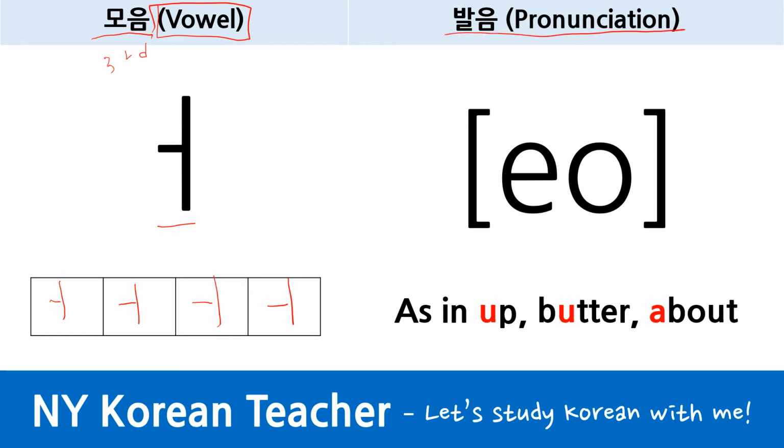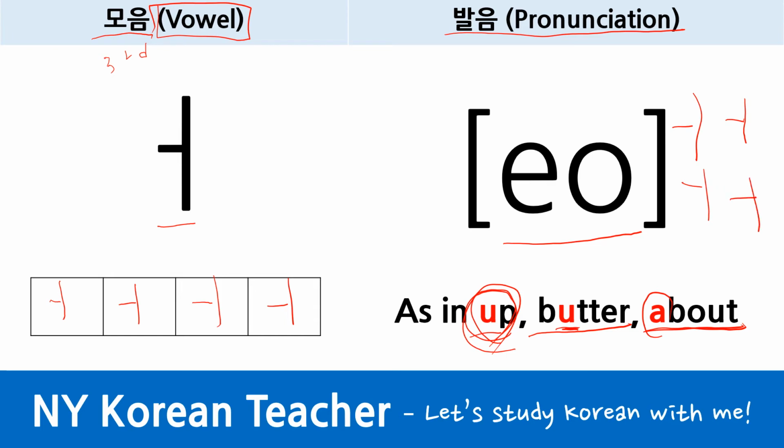Pronunciation of this letter is as in up and down, when we say up and down, and up, butter. This is about Korean vowel, about. 따라 하세요. 어, 어, 어, 어.